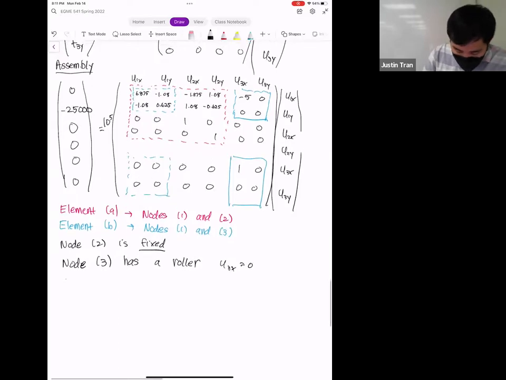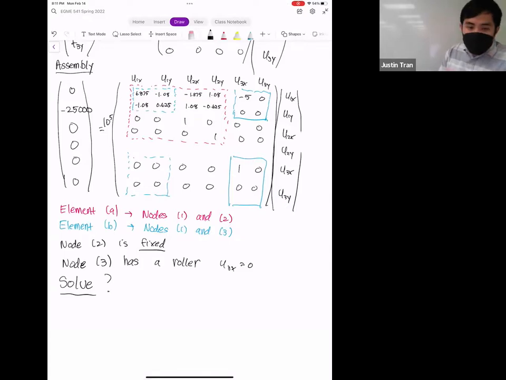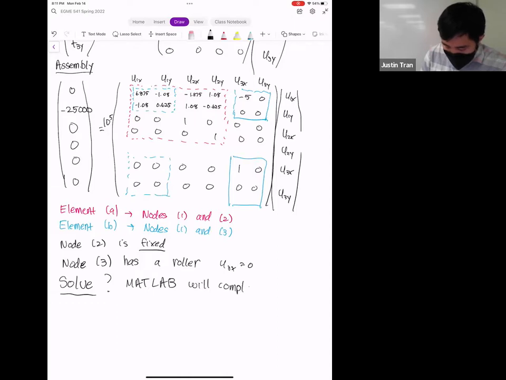And so if we plop this into MATLAB, we should be able to solve, right? You should, but if you try popping this into MATLAB, MATLAB is going to complain that you're going to have a singular matrix or something.